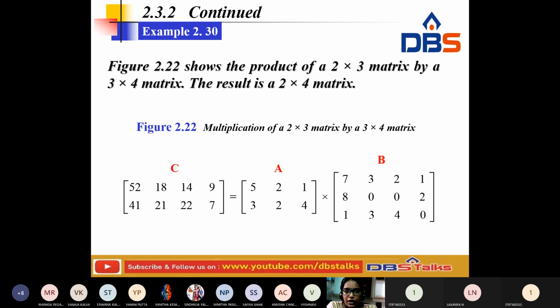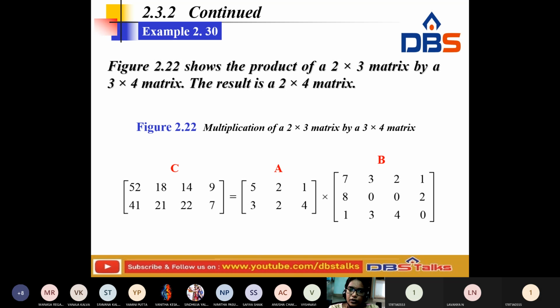Just like that we are going to perform the multiplication here. Now let us see how we are going to perform the multiplication here. 5 into 7, plus 2 into 8, plus 1 into 1. 5 into 7 how much? 35. 35 plus 2 into 8 is 16. 35 plus 16 how much? 51, plus 1 into 1, 52.